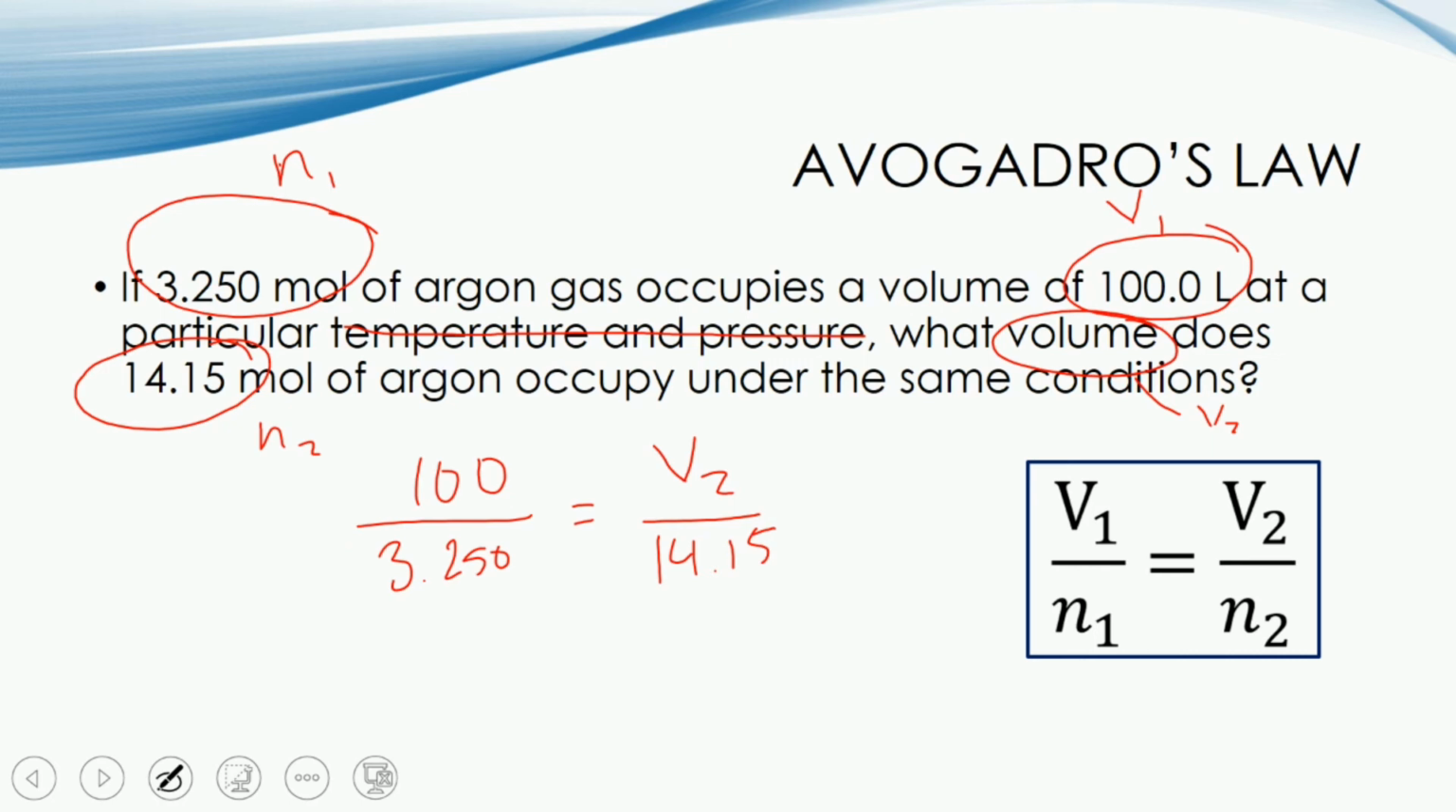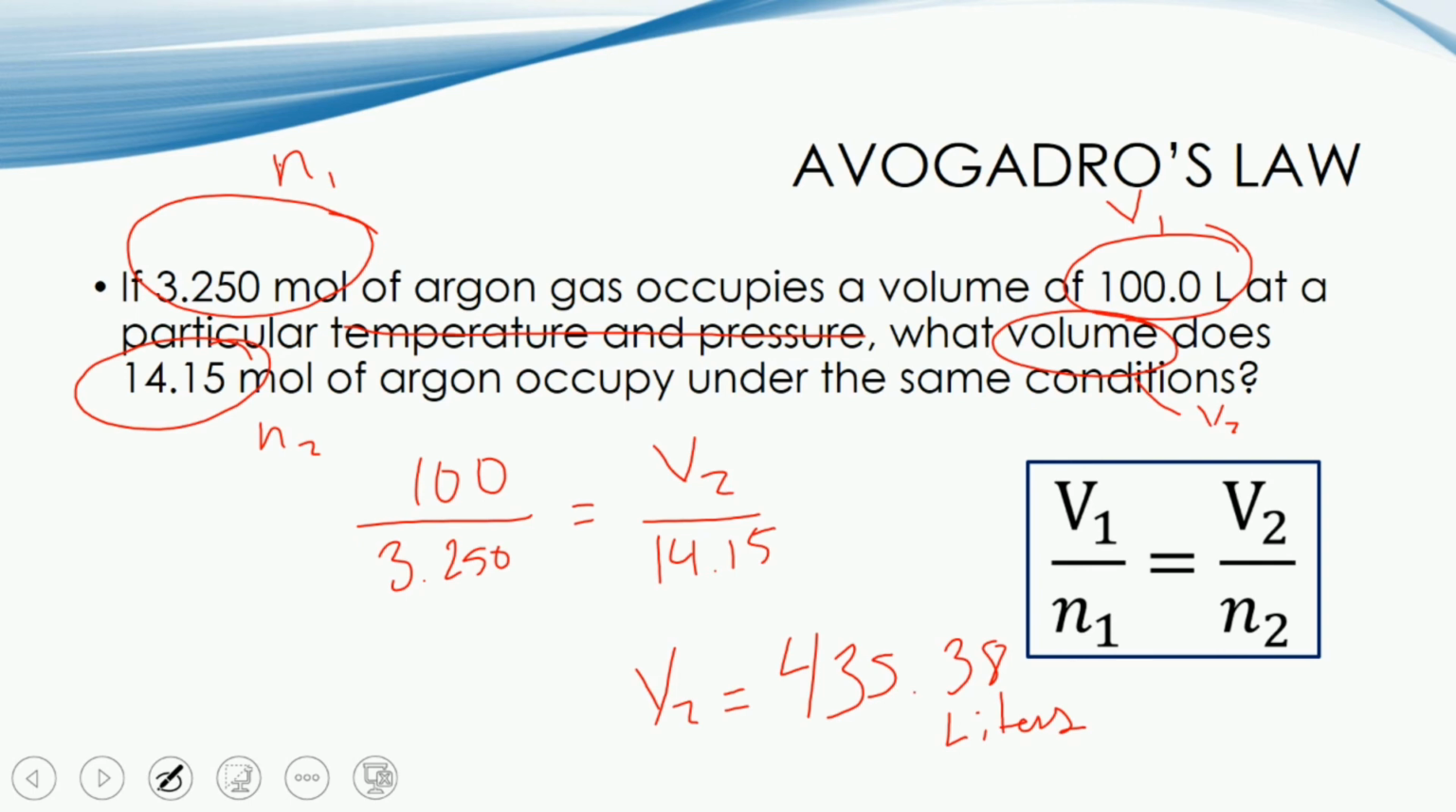And we would end up with an answer for volume number 2 to be 435.38 liters. And again, just to make sure that we have our correct values, we saw an increase in the number of moles from 3.250 to 14.15. Then we would also expect an increase in the volume.